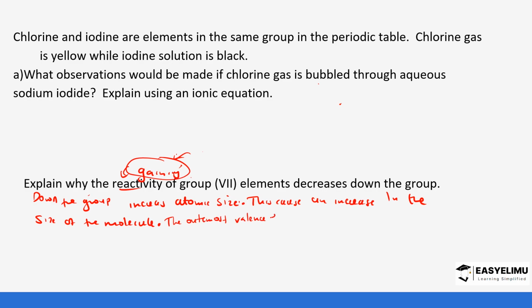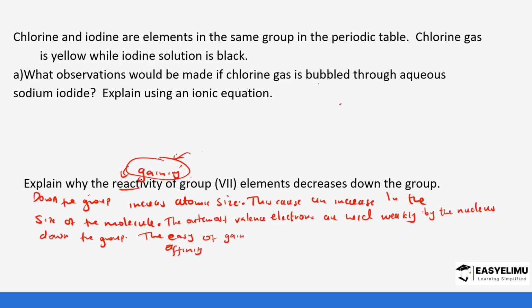So the outermost valence electrons are held weakly by the nucleus down the group. So the ease of gaining electrons decreases down the group. You can further say the electron affinity also decreases down the group. Electron affinity is the tendency of gaining electrons, and some energy is given off in the process.